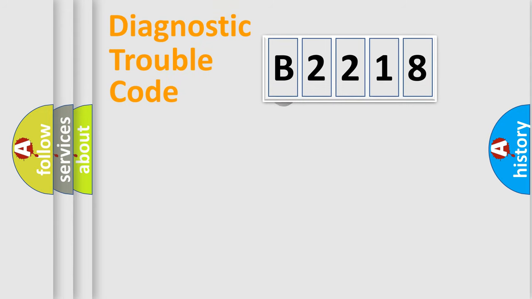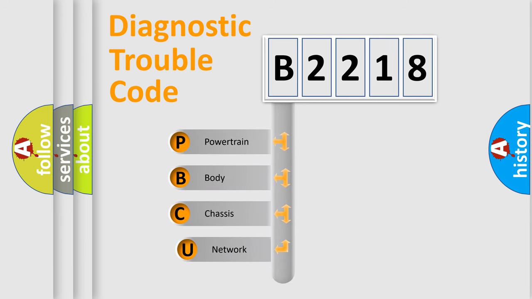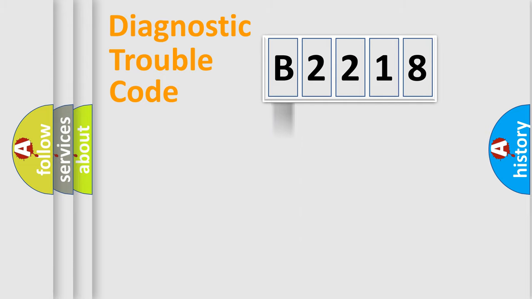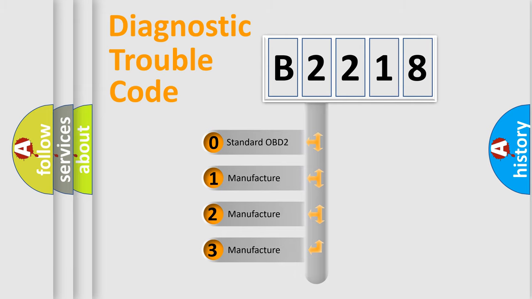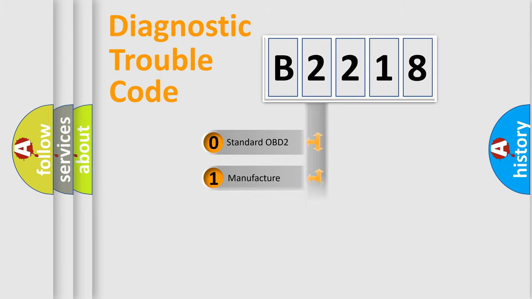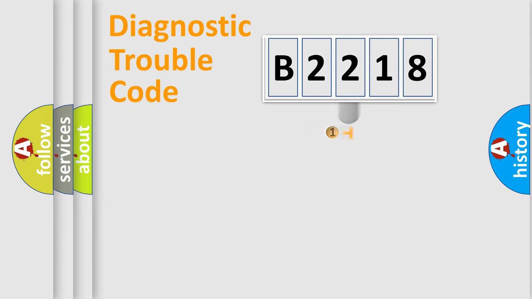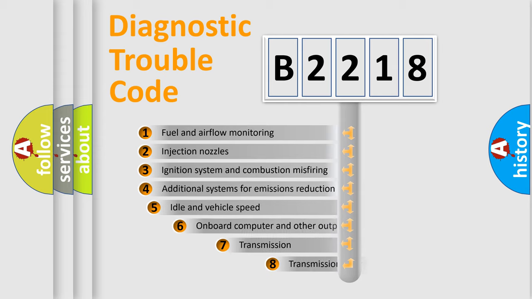Let's do this. First, let's look at the history of diagnostic fault code composition according to the OBD2 protocol, which is unified for all automakers since 2000. We divide the electric system of the automobile into four basic units: powertrain, body, chassis, network. This distribution is defined in the first character of the code. If the second character is expressed as zero, it is a standardized error. In the case of numbers 1, 2, 3, it is a more specific, car-specific error.